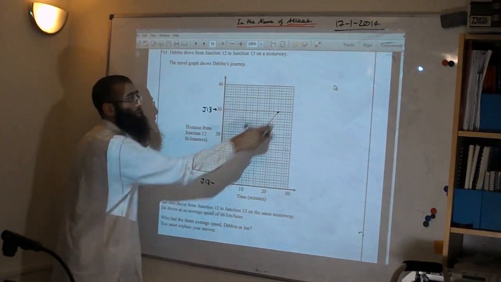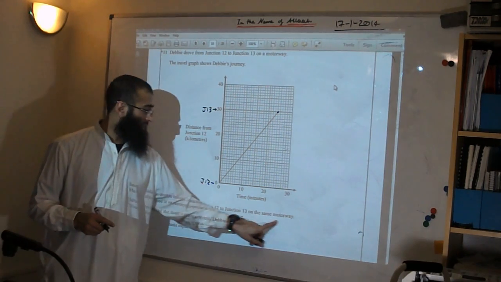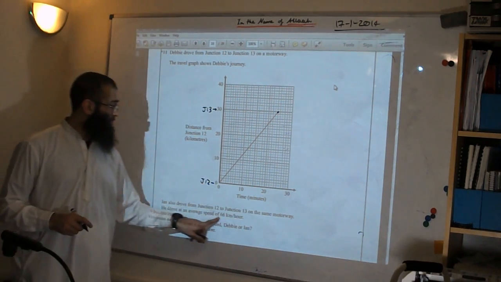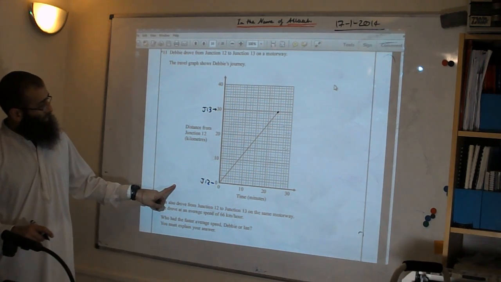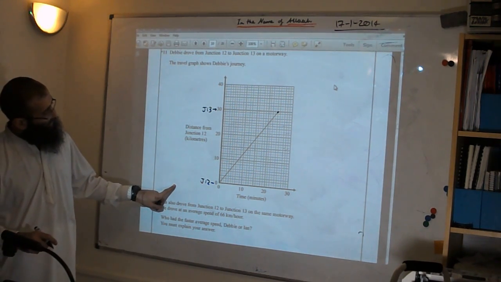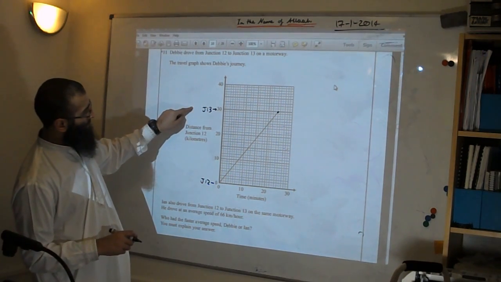That's where she started, that's where she's finished. Ian also drove from junction 12 to junction 13 on the same motorway. He drove at an average speed of 66 kilometers per hour. How much time did she take to do that? So, distance is 30 kilometers.